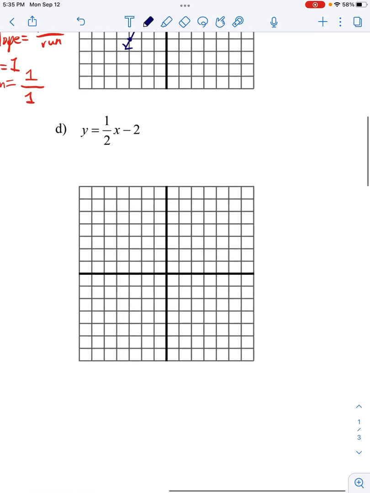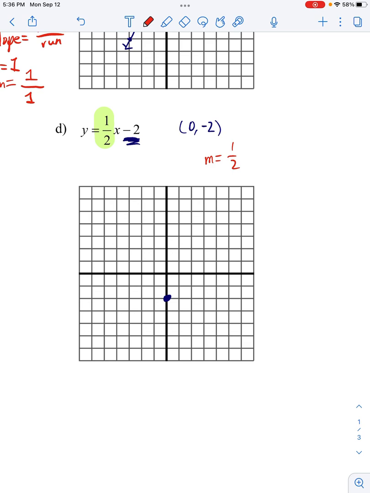Part D. Same thing. We look at this number right here. There's a minus 2, so our y-intercept is (0, negative 2). We start at the origin, we don't go left or right at all, we just go down 2. We plot that point there for our y-intercept. Then our slope here is 1/2, so m equals 1/2.